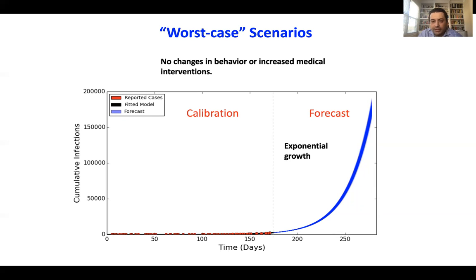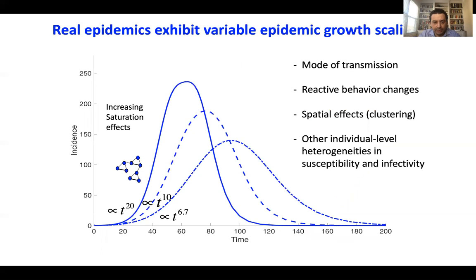However, some infectious diseases display variable epidemic growth patterns, and in particular sub-exponential, slower than exponential patterns that may be related to the type of contact that drives the transmission dynamics. And so that's something I will be arguing for in the next few slides. Indeed, real epidemics exhibit variable epidemic growth scaling, in that epidemic growth scaling is related to the mode of transmission, behavior changes, spatial effects related to the type of disease, the epidemiology of the disease, and other heterogeneities at the individual level that we may or may not be aware of.